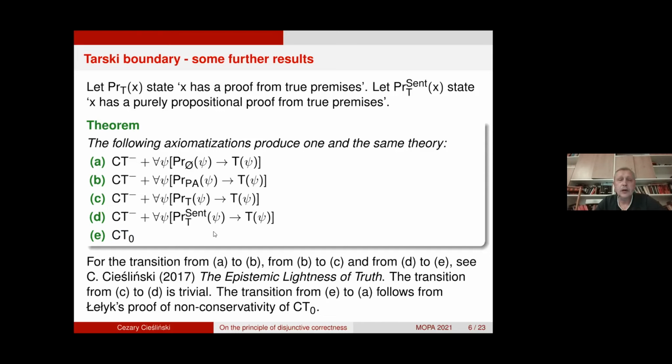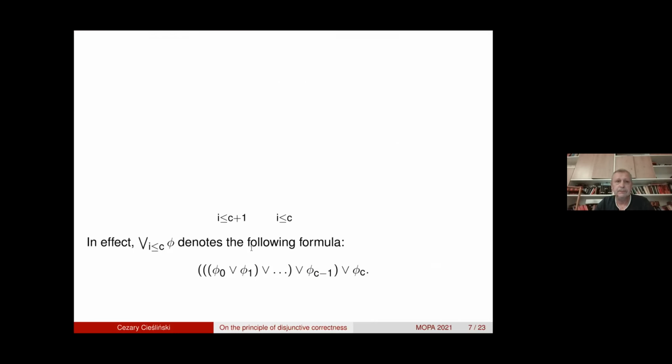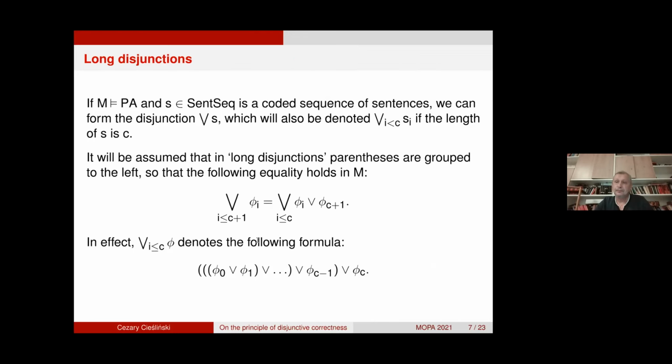In this talk, I will really use at some point that one. This information that closure of truth under propositional logic is equivalent to delta zero induction. Okay, I gave some references below, but I will not read them. Now, getting closer to my topic, long disjunctions.